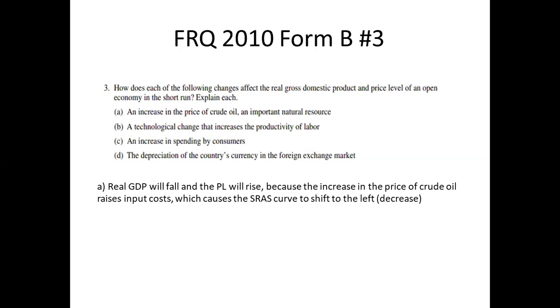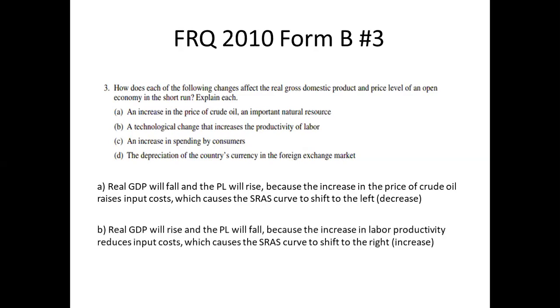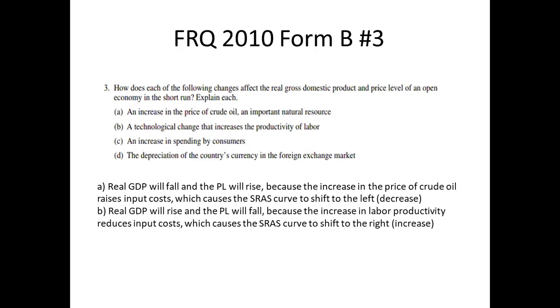A helpful hint for this, if you can visualize it, draw out a quick graph. Shift your curve and see, okay, my GDP went down, my price level went up. The second one, a technological change that increases the productivity of labor. Key here, productivity of labor. Is that an aggregate demand shifter or an aggregate supply shifter? The correct answer is that it's an aggregate supply shifter. So again, we're going to have a shift in the short run aggregate supply.